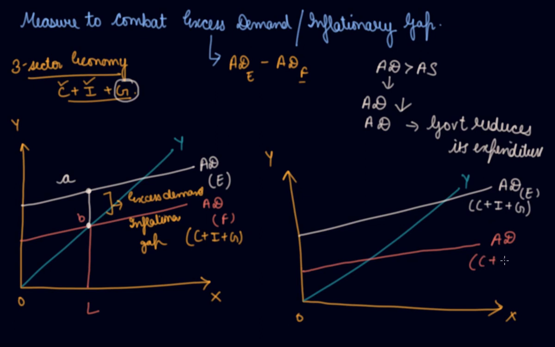So C plus I plus G. In this, in order to get the aggregate demand at full employment level, the government has reduced this expenditure. So the inflationary gap that was from here to here has been reduced because the government has reduced its expenditure. So this is how the government in the three sector economy helps to combat the inflationary gap.